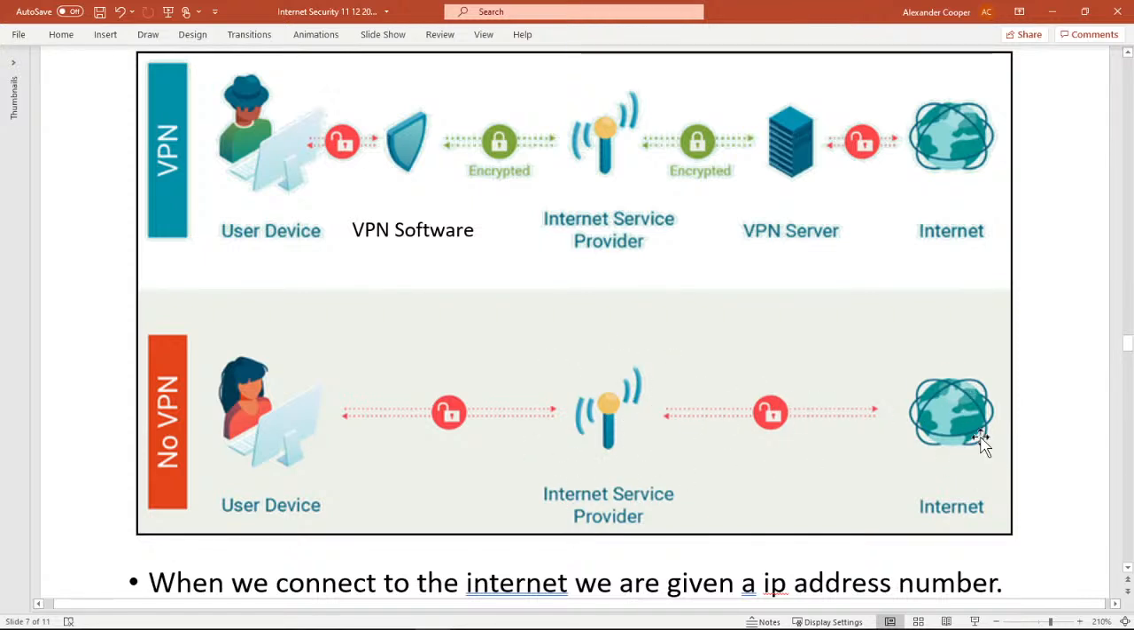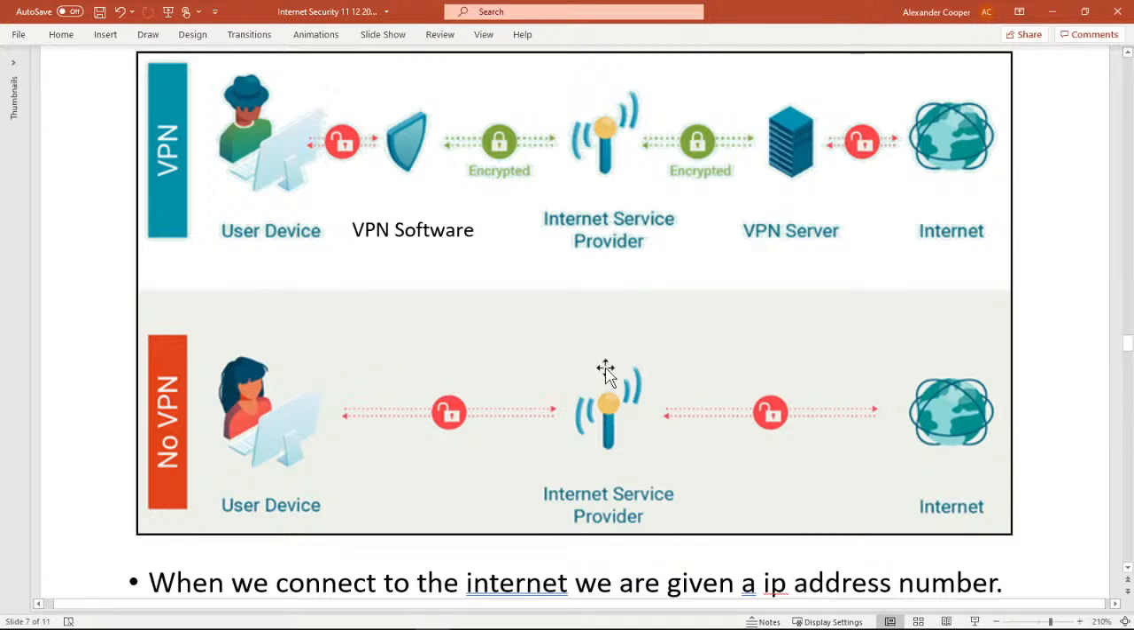And then they connect to the internet. And only if they connect to something that says HTTPS are they actually encrypted between them and the internet. Now, the internet service provider could still track what websites you went to. That could be one thing that someone's concerned about.